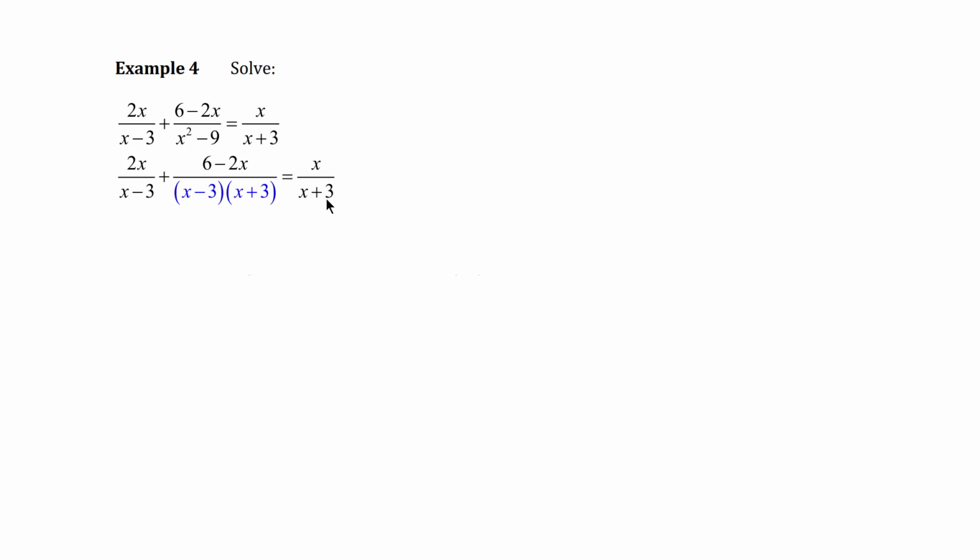Next we need to find the domain of this rational equation. We just take each denominator and set it equal to 0. So I have x minus 3 equals 0 and x plus 3 equals 0. Solving the first equation for x, we just add 3 to both sides. The result is x equals 3. Solving the second equation for x, we just subtract 3 from both sides. We get x is equal to -3. So this rational equation is undefined at the x values of 3 and -3.